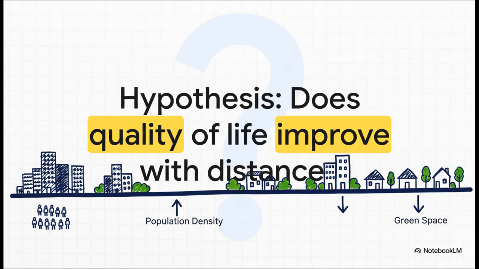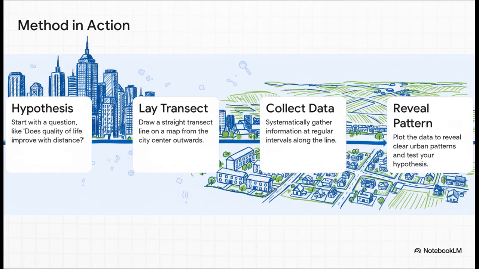Okay, let's make this real. Imagine you're a researcher and you have this hypothesis. Quality of life improves as you get further away from the city center. Now, that's a pretty big, maybe even a kind of vague idea. How on earth could a transect help you test that scientifically? Well, you'd follow these exact steps. First, you've got your hypothesis.